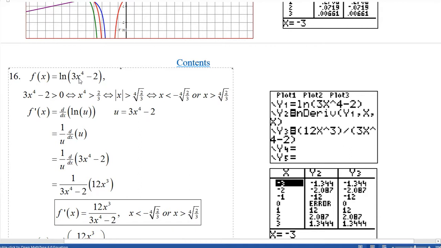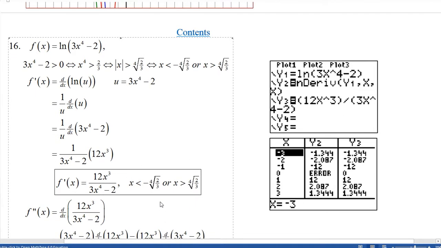If you plug in 0, for example, 0 to the fourth is 0, times 3 is 0, minus 2 is -2, logarithm of -2 is not defined. It does not exist. So the error message is really the appropriate thing. This one really should have an error message there, not because of the formula that we put in, but because of this restriction that we're putting here.